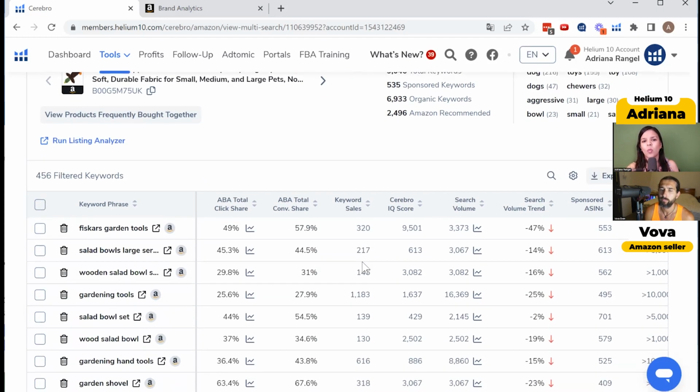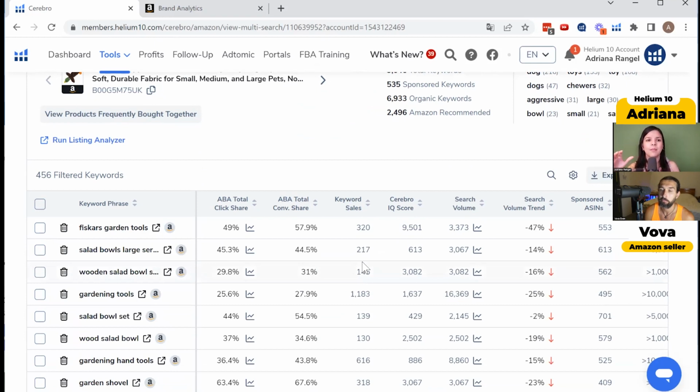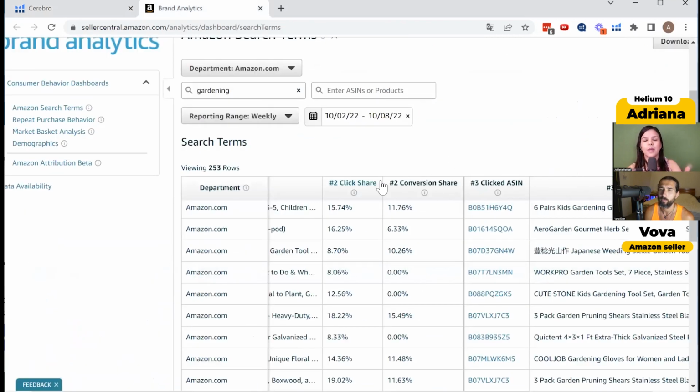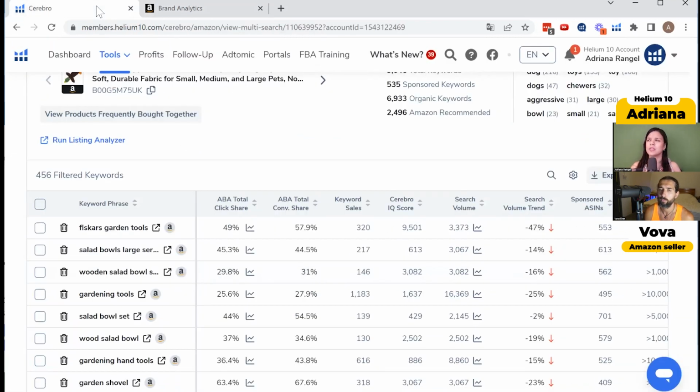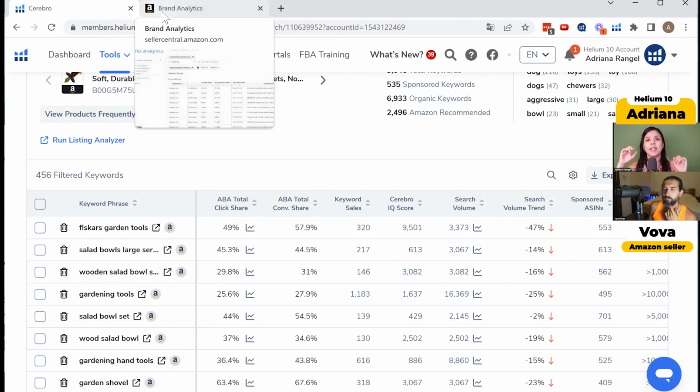So that's one way to see this data inside of Helium 10 via Cerebro, which, as many of you know, is one of the tools that we use the most, I would argue, when it comes to product research. This data is also available inside of Magnet, which is a tool for keyword research. So let's say that instead of looking at this information inside of Brand Analytics, you're interested in the gardening niche. You go directly to Magnet and type, just as you did in Brand Analytics, gardening, and you'll see all the related keywords for gardening.